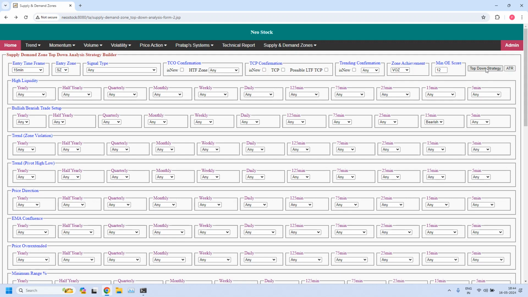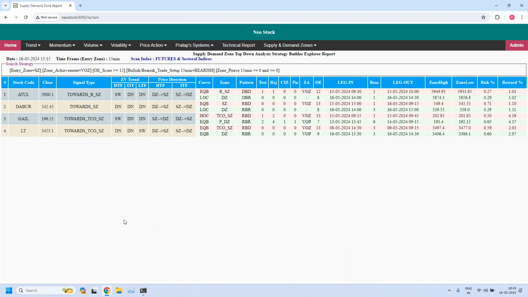Now let me filter the stocks. 4 stocks are filtered. That means these 4 stocks are supporting bearish trade setup for daily income trade.